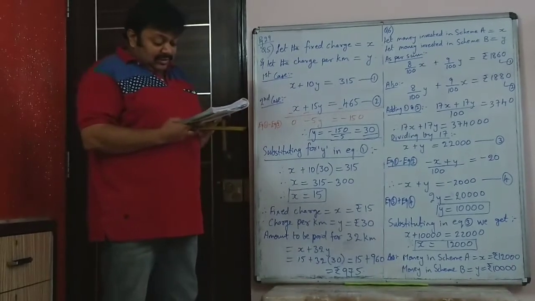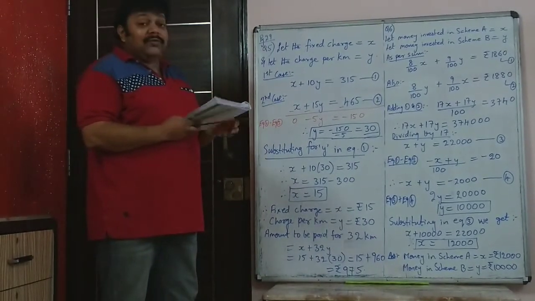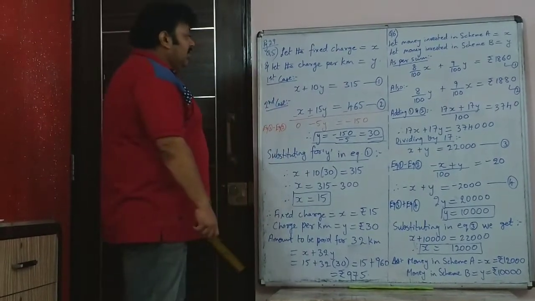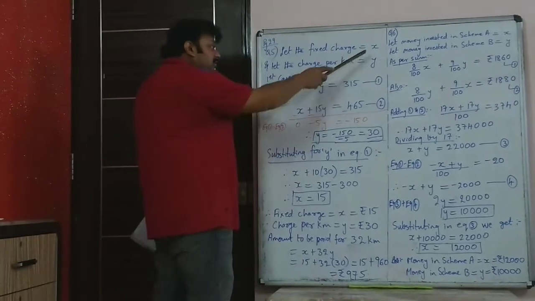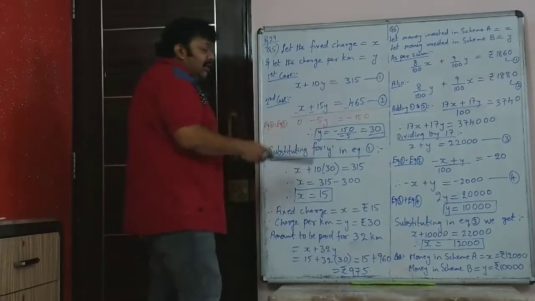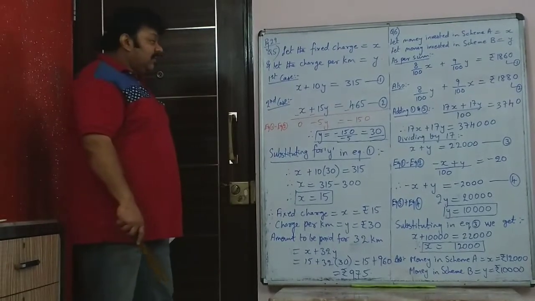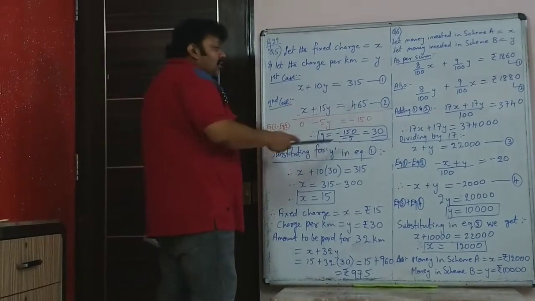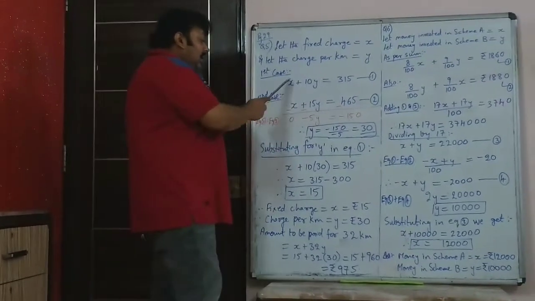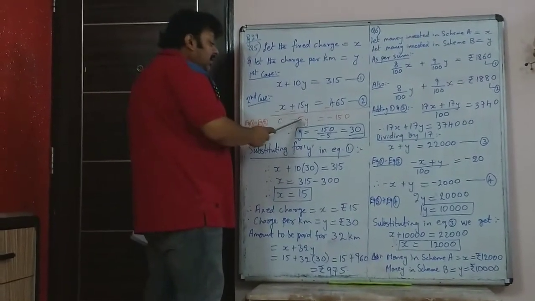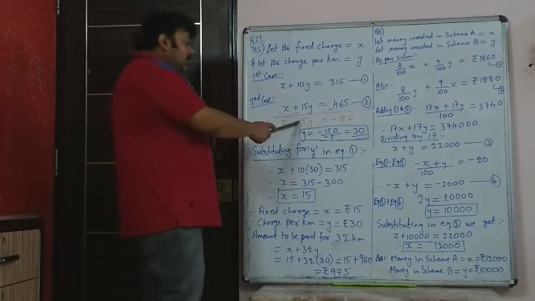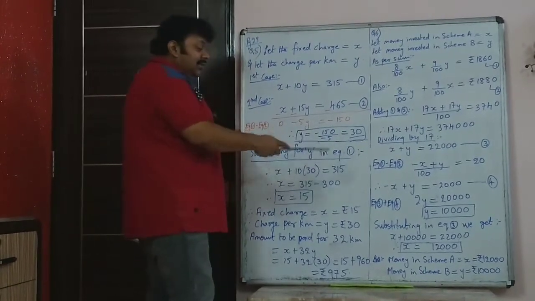Now the second case is, if he was to travel 15 kilometers, then he would pay 465. So he travels 15 kilometers means the fixed charge remains as it is, plus 15 into Y gives you 465. Therefore, when you do equation 1 minus equation 2, X and X will get cancelled and you get minus 5Y is equal to minus 150. So the minus sign gets cancelled, Y will be 30.